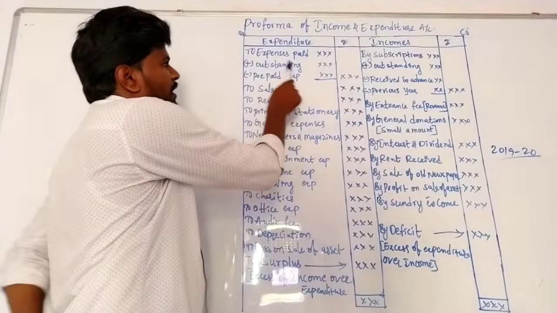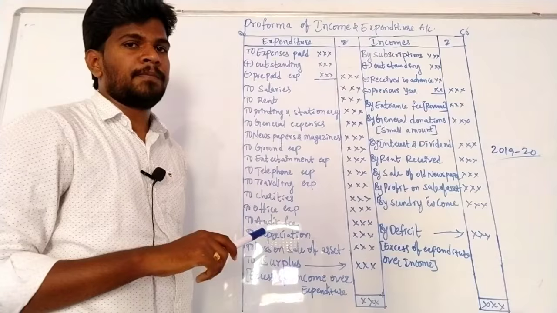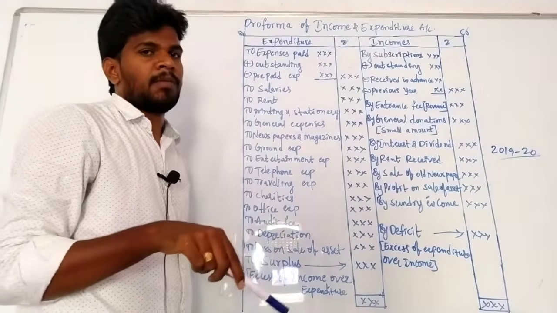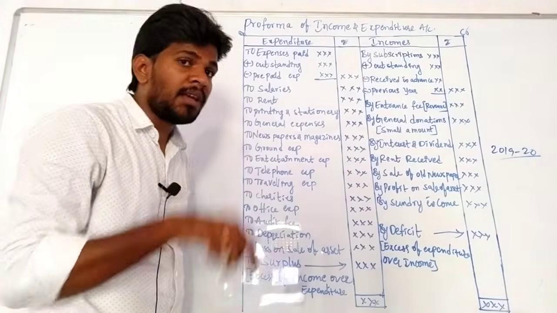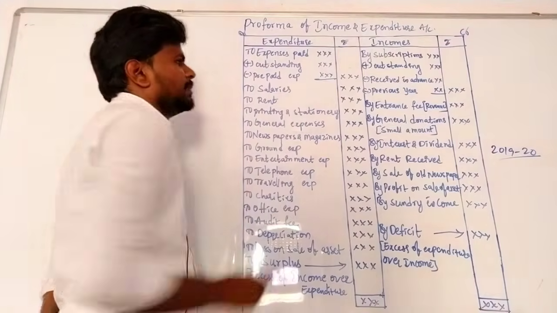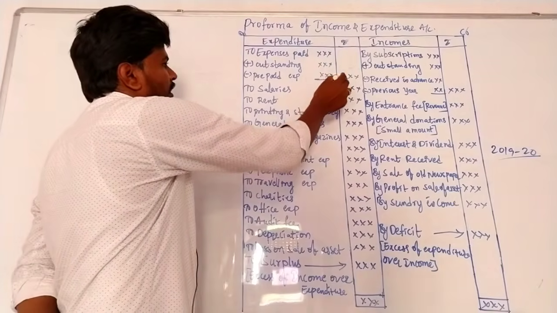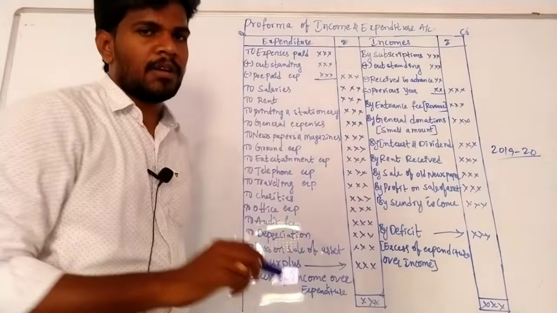Here, the outstanding amount we have to add. Is there any prepaid expenses, means paid in advance? Next year expenses we may pay in advance. That kind of expenses will be deducted. After doing these adjustments, that amount should be recorded in the outer column.